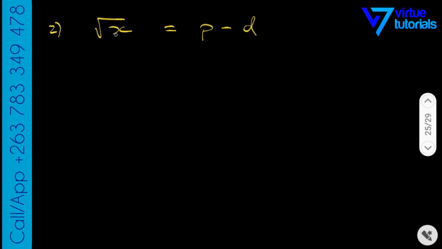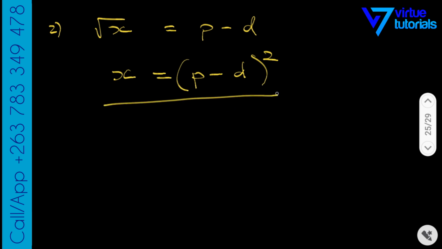Now, what would I do if I had square root of x is equal to, for example, p minus d? I have to remove the square root, right? The opposite of square rooting is squaring. So when this comes this side, it squares everything. So x will be equal to p minus d. Put brackets and square everything. Note that this is different from saying p squared minus d squared. Do not say p squared minus d squared, right? Say p minus d, put brackets, all squared. The p squared minus d squared is a totally different thing. So try and avoid that.